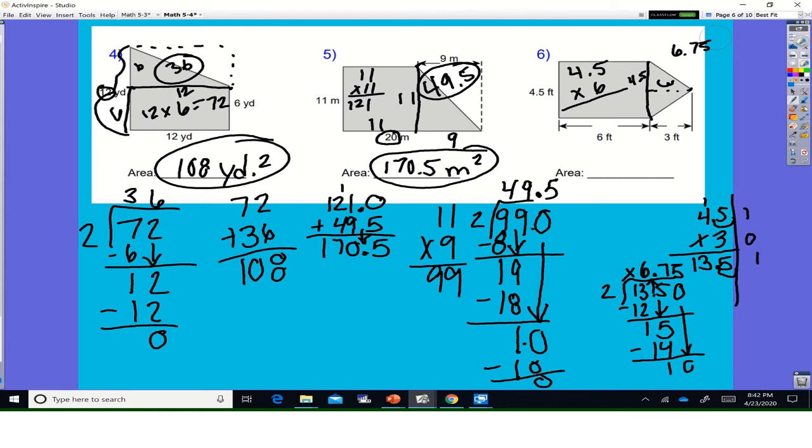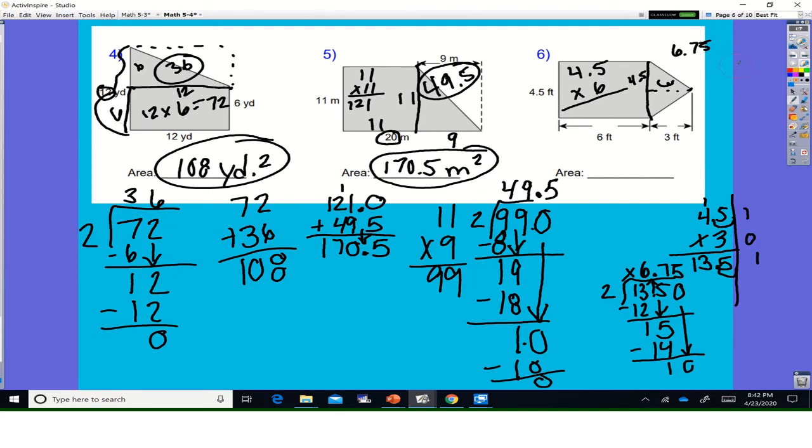Another way you can think of that is 13 and a half is really close to 14. So half of 14 is 7, so I know my answer has to be somewhere close to 7. That would help you to make sure that you're getting semi-close to the answer. And our 6 and 75 hundredths is very close.